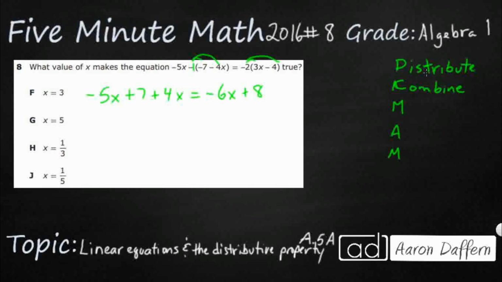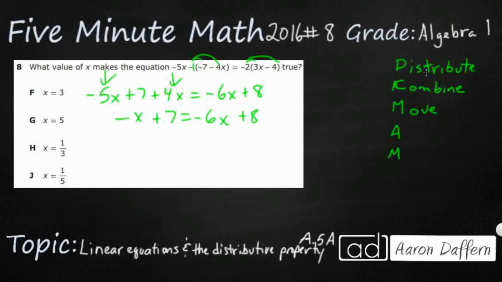Do we see any like terms? Really, it's just this one and this one right here on that side. So we've got a -5x and a +4x. That's going to end up being a -x, just a -1x, plus 7, -x, -6x plus 8. Okay, so we've combined. Now we need to move. We need to get the x's all together, and if possible, we're going to need to make it positive.